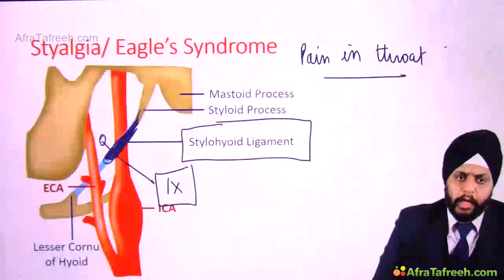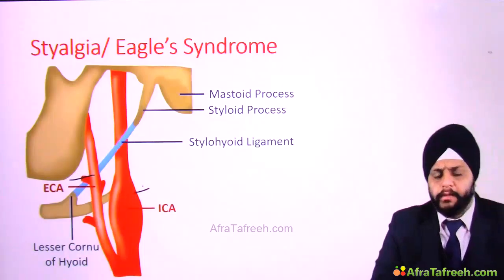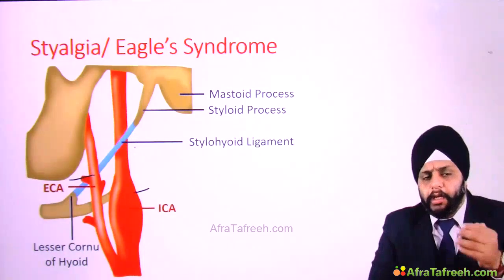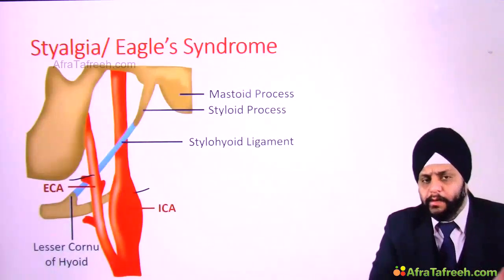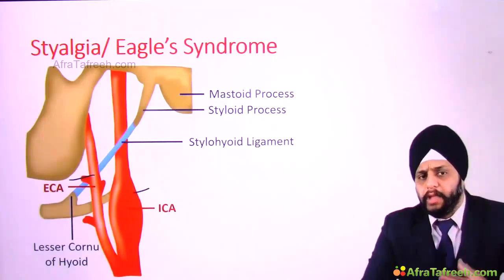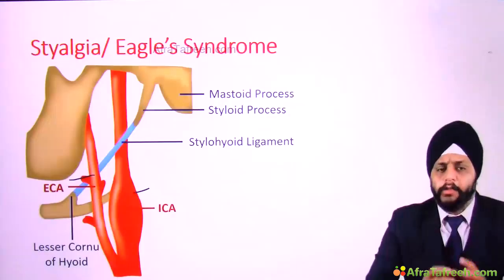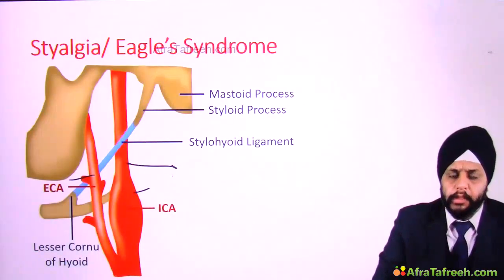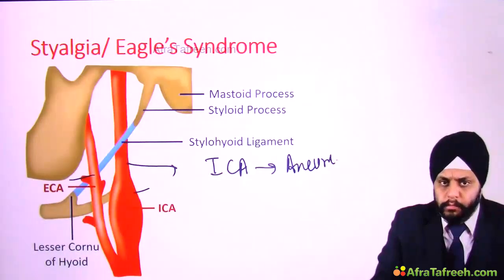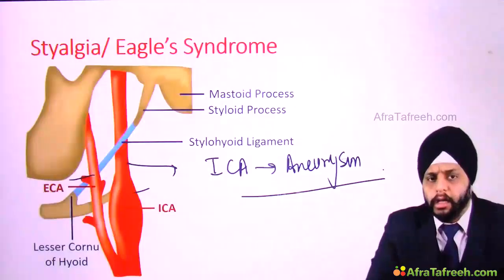Now remember that when you are doing styloidectomy, you can see over here, this is the ECA and this is the ICA. So just behind the styloid process, we have the ICA. So be very careful when we are removing this styloid process, because just behind it we have the ICA, and you may damage the ICA. Have to be very, very careful while removing this styloid process. Also remember that this ICA may form an aneurysm. So we have an ICA aneurysm, and it is just behind the styloid process.